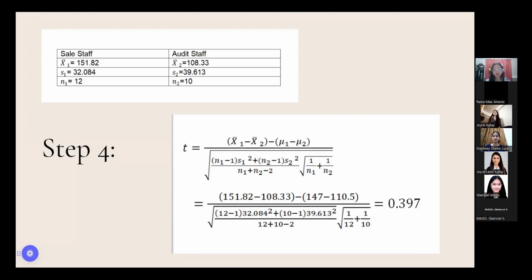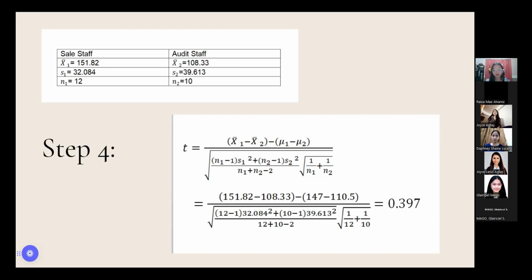Mean of the sample 1 or the sales staff is equal to 151.82. We get it from the data analysis tool of Excel using the t-test, while the mean of the sample audit staff is equal to 108.33. The standard deviation of sample 1 is 32.084, and the standard deviation of sample 2 is equal to 39.613. We get the standard deviation of each sample by using Excel.